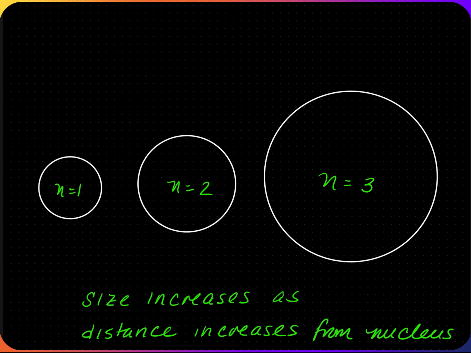If it's at energy level 1, which is n equals 1, it is closer to the nucleus, so the sphere is smaller. As we go to energy level 2, n equals 2, since it's further away from the nucleus, the electron cloud is larger. And as we move to energy level 3, which is even further away from the nucleus, the electron cloud is even larger. So in general, the size of the electron cloud increases as distance from the nucleus increases. Energy level 7, n equals 7, will have the biggest electron cloud.